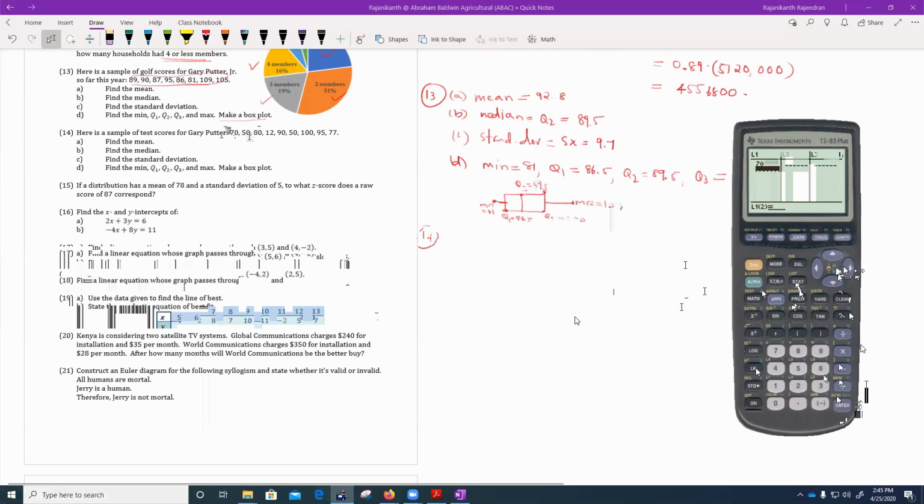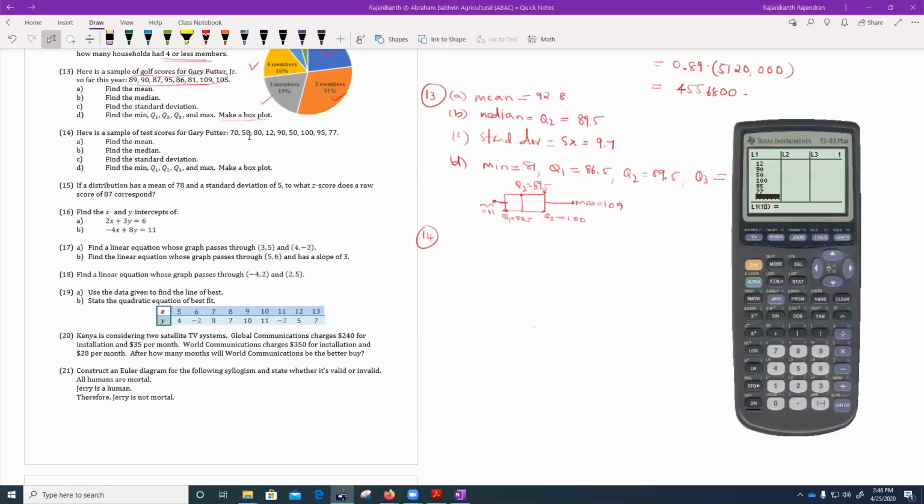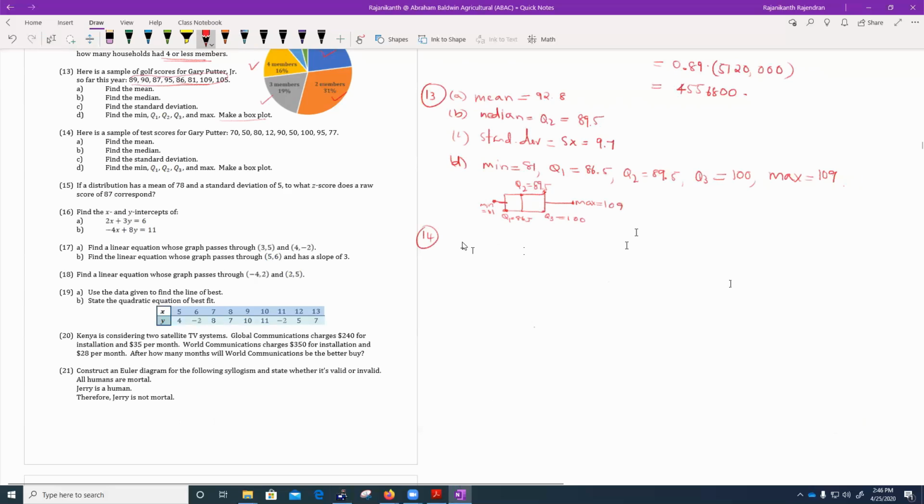That is 70, 50, 80, 12, 90, 50, 100, 95, and 77, right? Enter all the data values. Now again find the summary of this data set. Go to calc, number one. My x bar, the mean, is 69.3, the minimum is 12, Q1 is 50, the median Q2 is 77, Q3 is 92.5, and the maximum is 100. So let us copy down the answer.